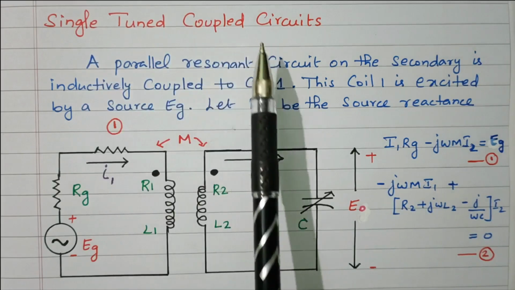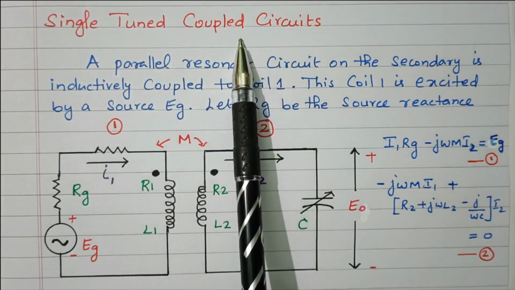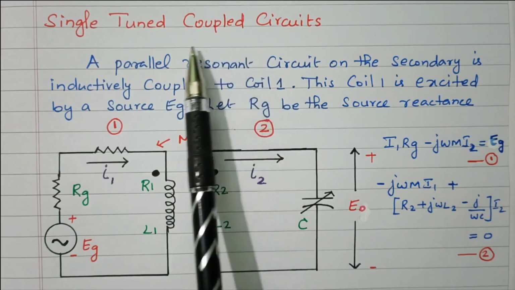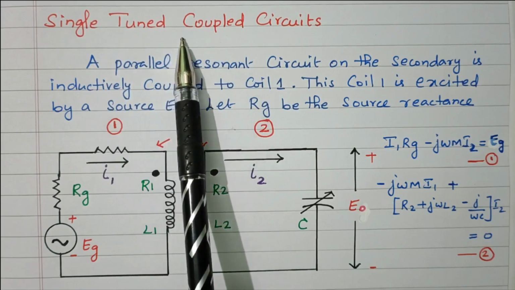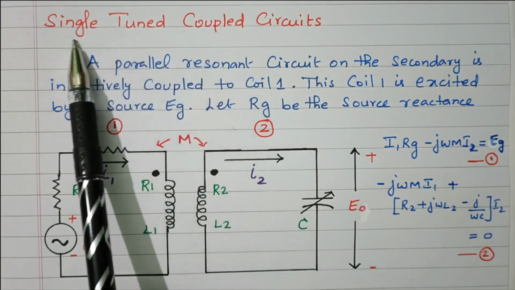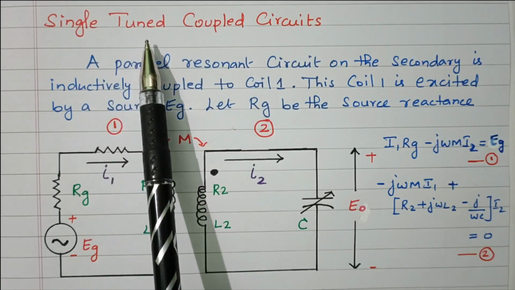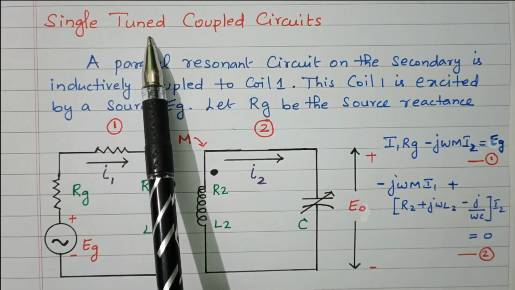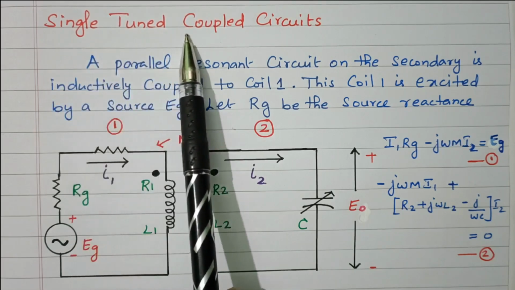Single tuned coupled circuit. We know that a coupled circuit is nothing but inductances inductively coupled together. In that, single tuned means the capacitor is connected at the secondary side. If the capacitor is connected in both primary and secondary side in order to tune the circuit, it is called a double tuned circuit. So this is coming under the single tuned circuit.